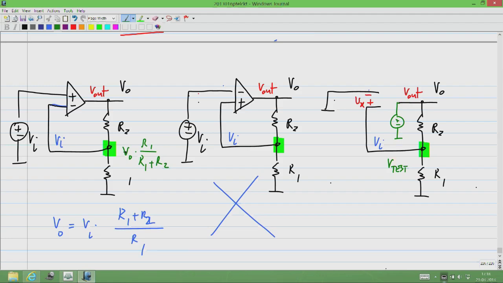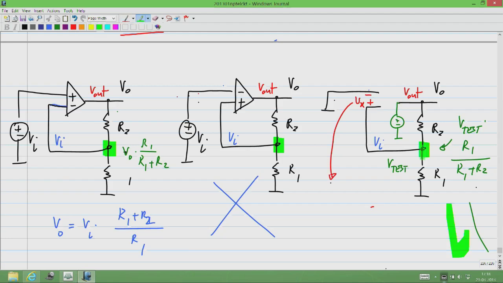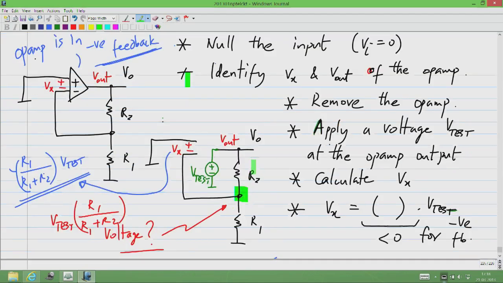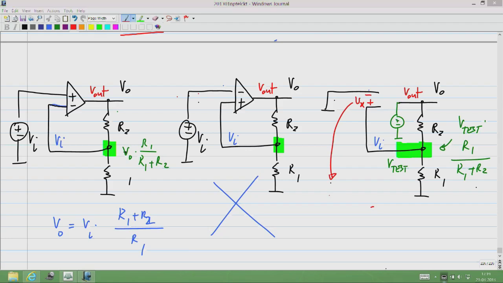Then I apply Vtest. So what happens? At this point, I'll get Vtest times R1 by R1 plus R2. And if you calculate the value of Vx in this circuit, it is equal to the voltage at this node, because of the polarity. Whereas previously, for this circuit, Vx was negative of the voltage here. So the voltage here was V0 R1 by R1 plus R2. That part is the same as now, but that Vx was negative of that. Whereas now, Vx is equal to R1 by R1 plus R2 times Vtest.